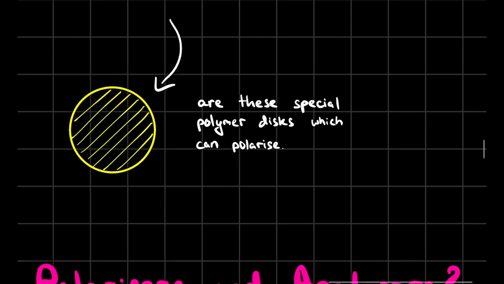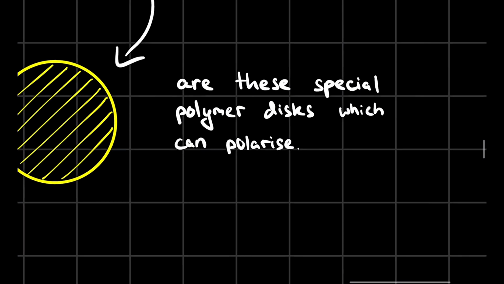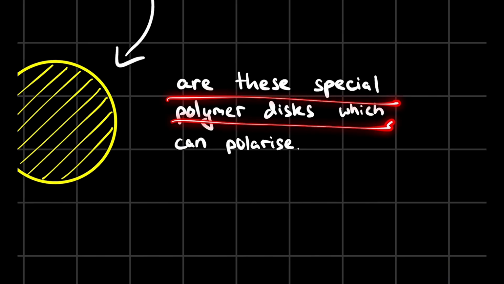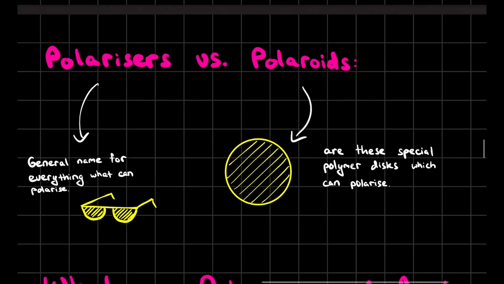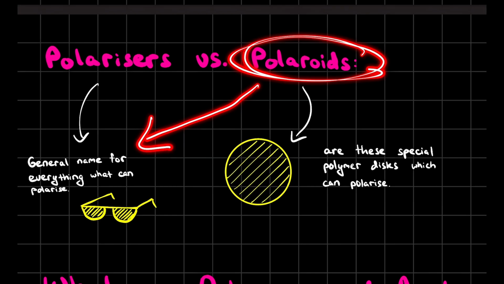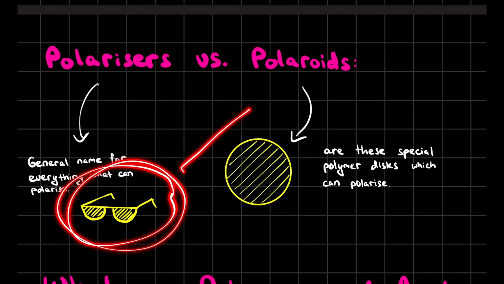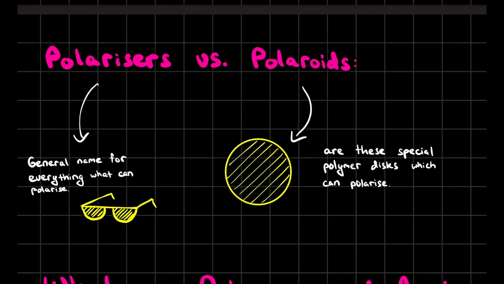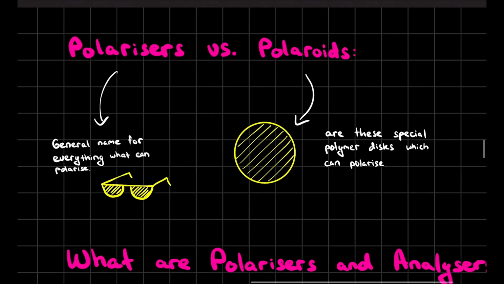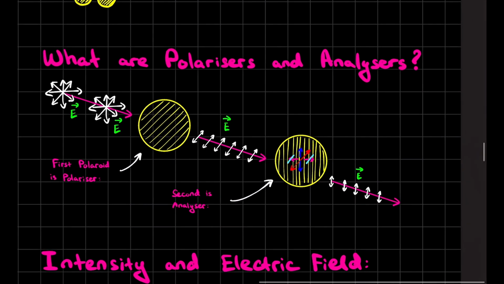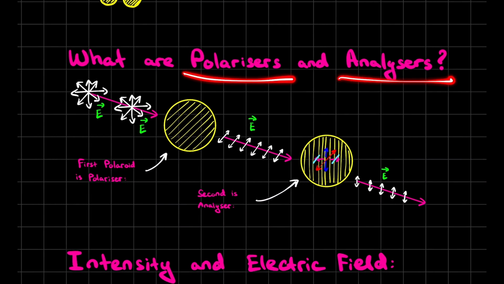But a Polaroid is exactly something made of plastic or these special polymer discs which can polarize. So Polaroids are just one of the things that can polarize. That's why they are just one group of polarizers. But not all polarizers will be Polaroids, because Polaroids, by definition, are just plastic polymer discs that we use for experiments, okay? It's a tool, better to say. Okay. However, what are polarizers and analyzers?